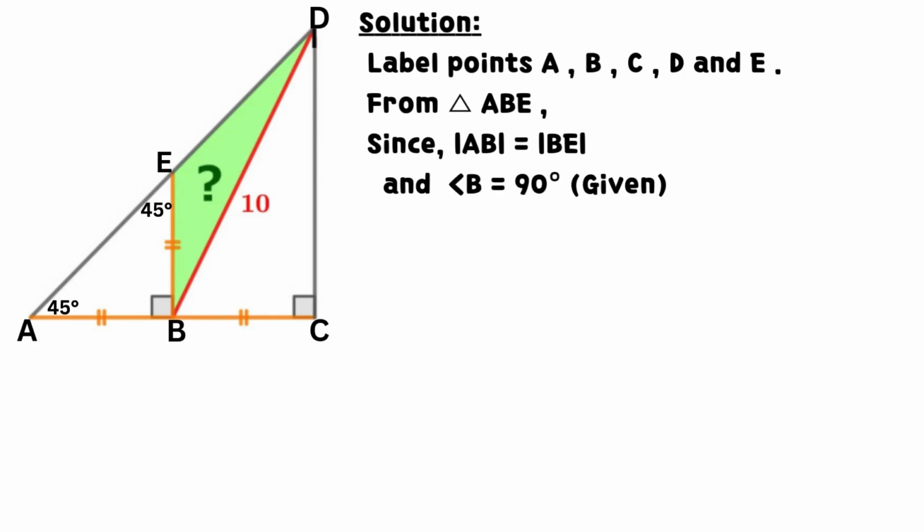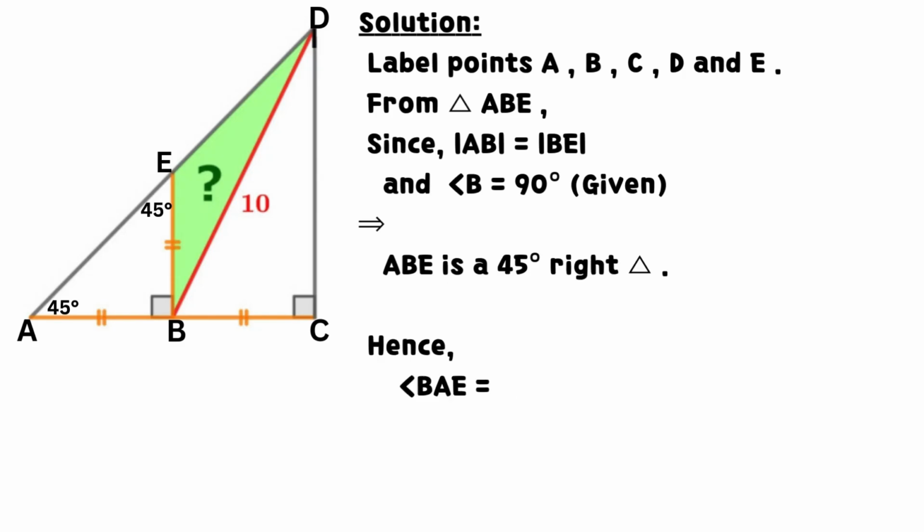From triangle ABE, line AB equals line BE, and angle B equals 90 degrees. It implies that ABE is a 45 degrees right triangle. Hence, angle BAE equals angle BEA, which equals 45 degrees.